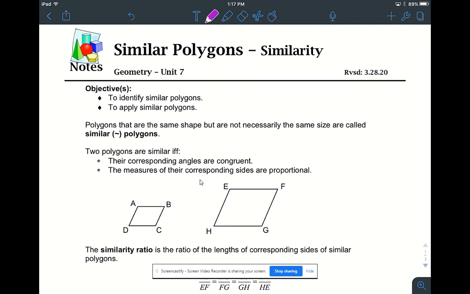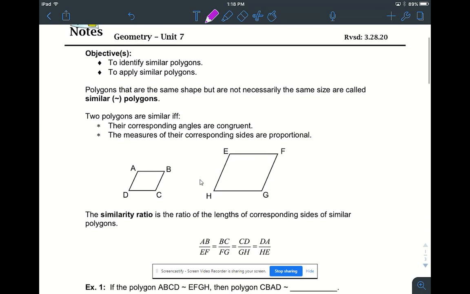All right, guys. Second set of notes. Similar polygons. So in these notes, we are going to talk about basically comparing two different shapes and seeing how they are similar and doing math that goes along with it, obviously.